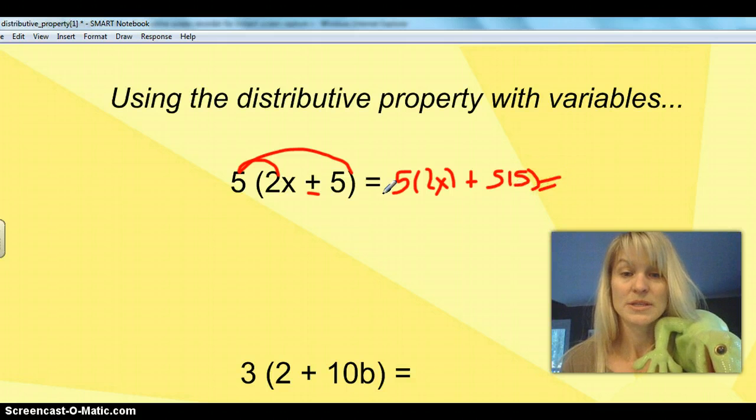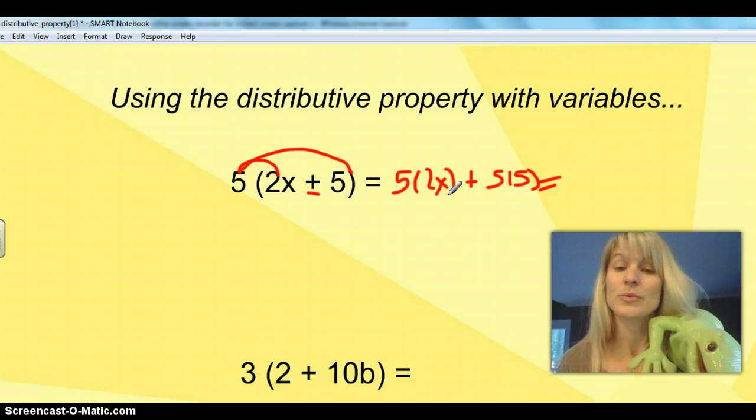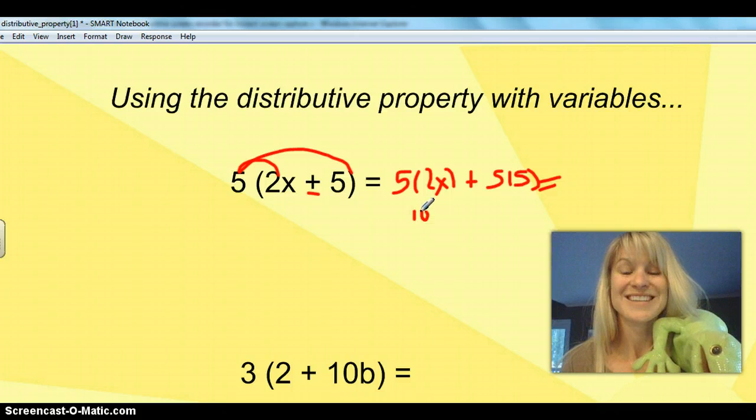And then we just want to say 5 times 2x. Again, when we're multiplying, you do not need like terms. We just put it all together. 5 times 2 is 10, and then there's an x, and then plus 5 times 5 is 25, and that is our simplified answer. Okay, that's it.